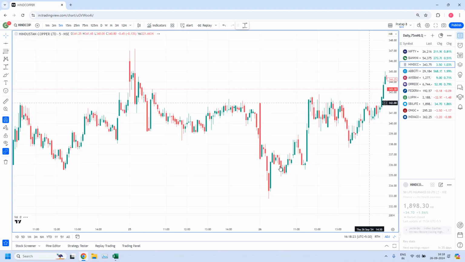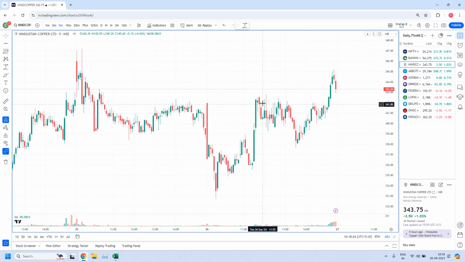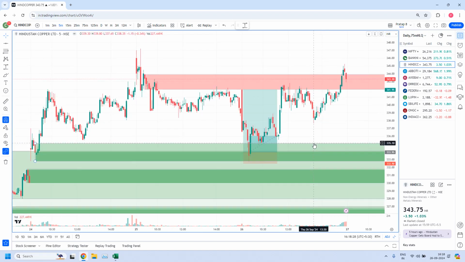Earlier, in Hindustan Copper, we got 1:4.5 RR. Hindustan Copper, the first trade. This is 1:5.5, not 4.5. This is 1:5.5 RR. So these are the only two successful trades we got, and one stock is violated today, and we know that the zone will be violated because the fine-tuned zone was already tested earlier.